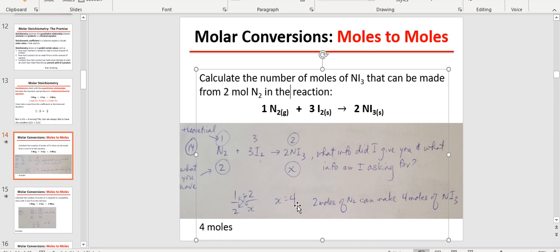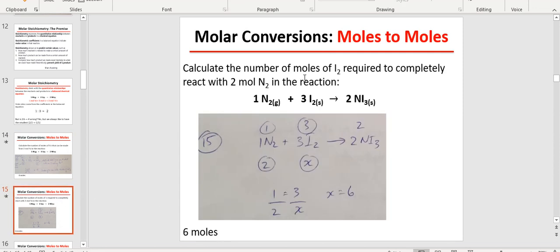Now let's go back. Does that make sense? If 1 mole of this guy can make 2 moles of this guy, well, if I double this, then 1 to 2 is equal to 2 to 4. That's all this stoichiometry is. It's just boxes. It's just doing these. Let's try another one.